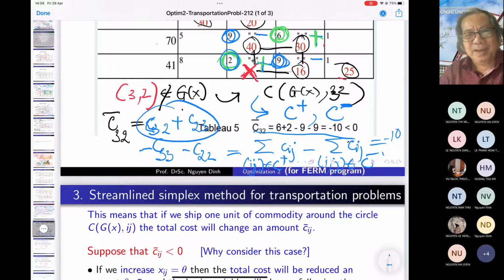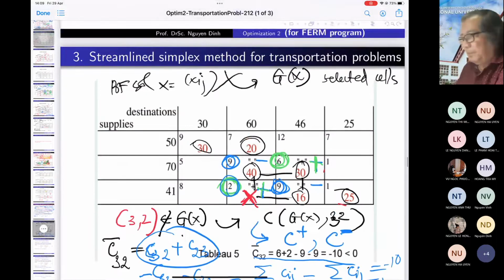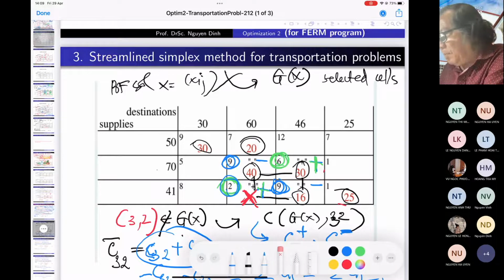Let's take another example. Now I delete all this, and then we see another example.